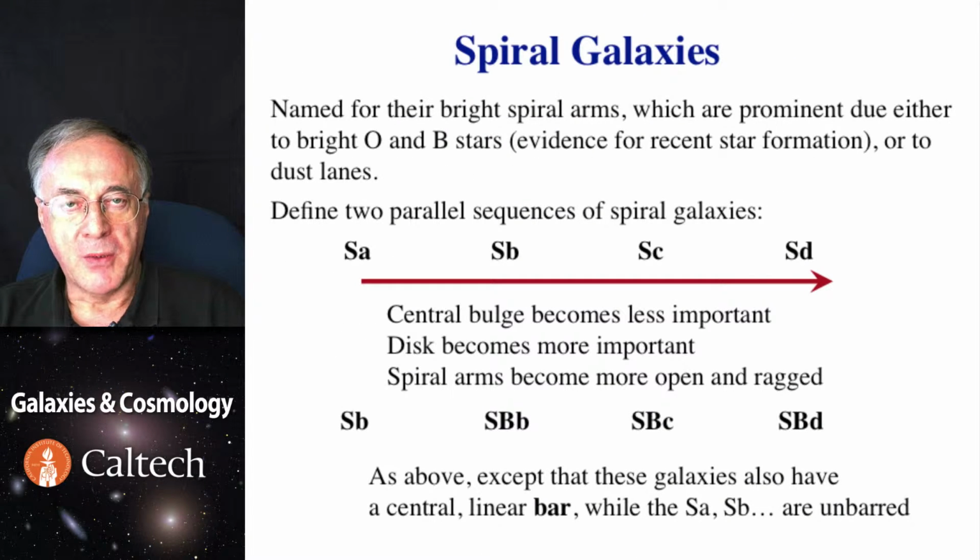Among the spiral sequence, which really is two parallel sequences, one with bars, one without, there is a trend from earliest types, SAs, to the latest types, SCs, sometimes called SDs in even more extreme cases, in the sense that as you go along that sequence, the bulge becomes less important, the disk becomes more important, and spiral arms become more prominent and more ragged.